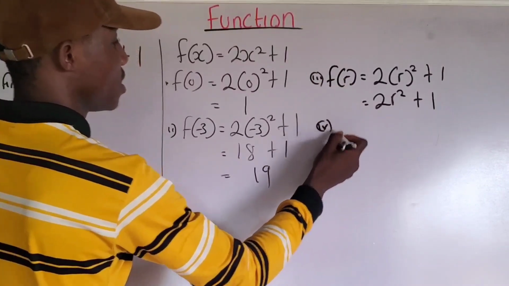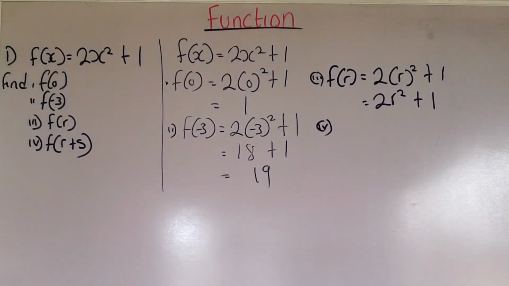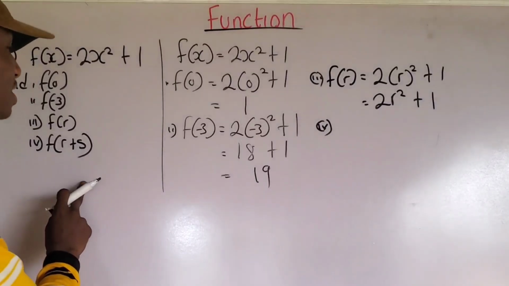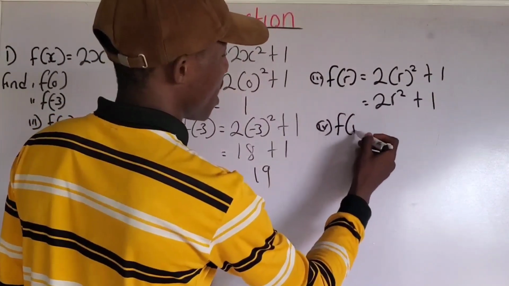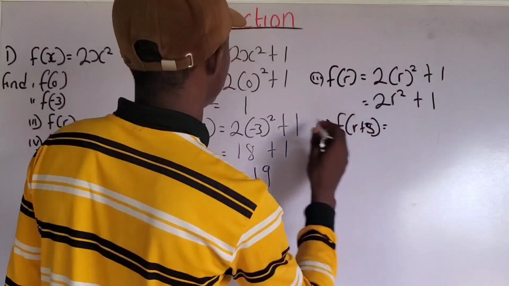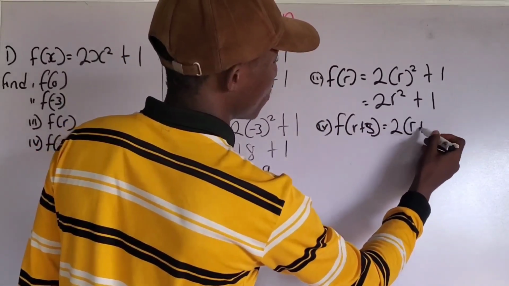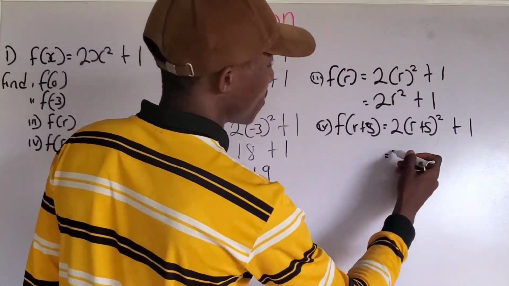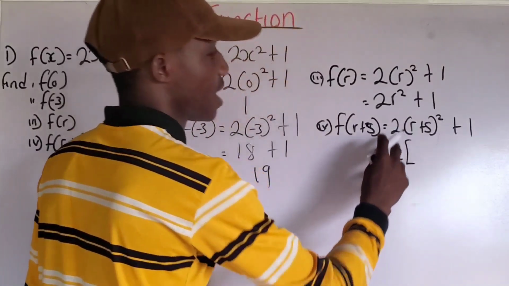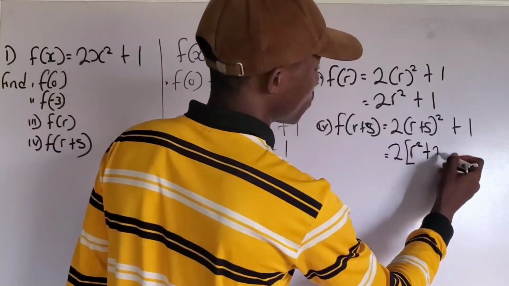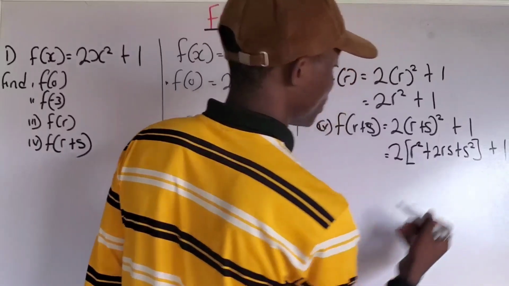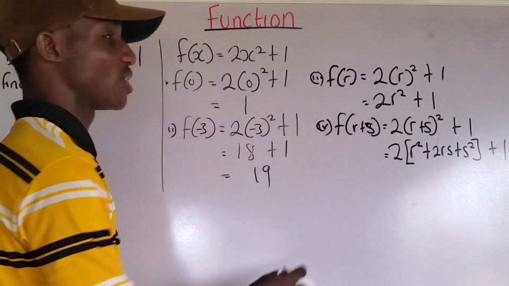And for the fourth, we have f of r plus s. We are still going to go the same way. All you have to do is replace x in this function as r plus s. In that case, f of r plus s will be equivalent to 2 multiplied by r plus s to the power of 2 plus 1. So if you expand, you're going to have 2 times r squared plus 2rs plus s squared, plus 1. You understand?